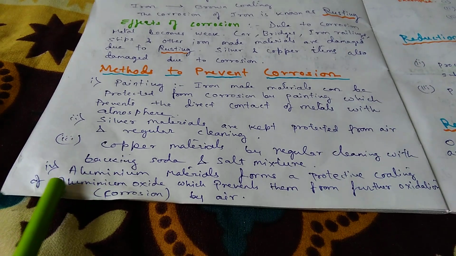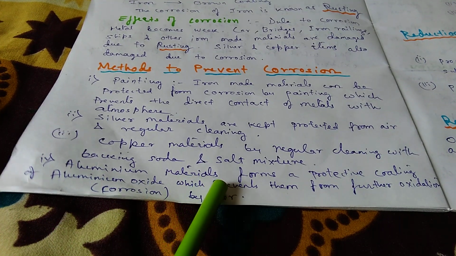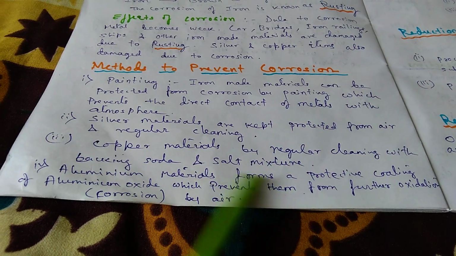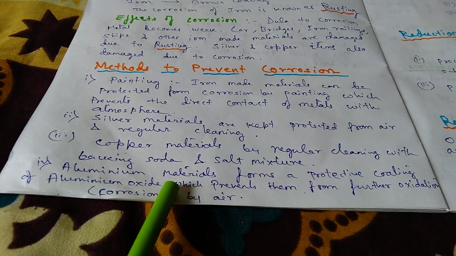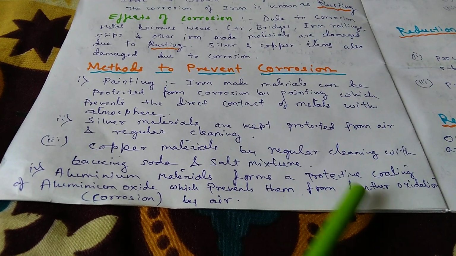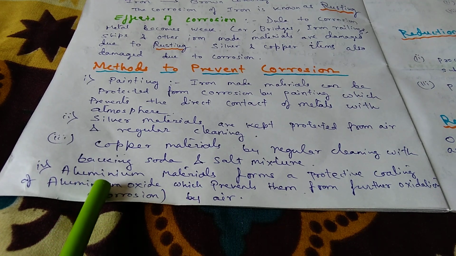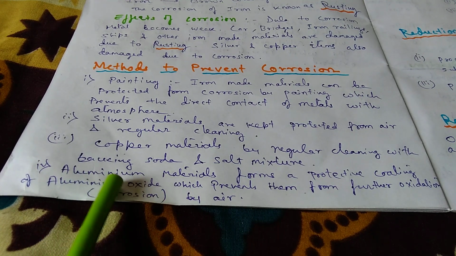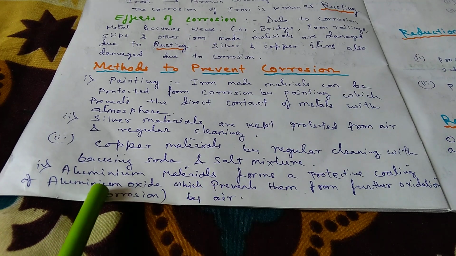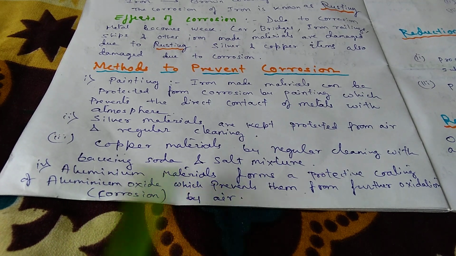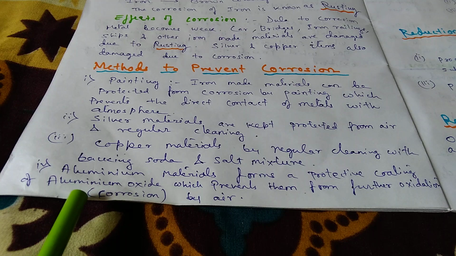Now the last one is aluminium. Aluminium material itself forms a protective coating of aluminium oxide over it, which prevents it from further oxidation by air. That means no need of anything else. Aluminium itself forms a protective coating of aluminium oxide, which prevents further oxidation.